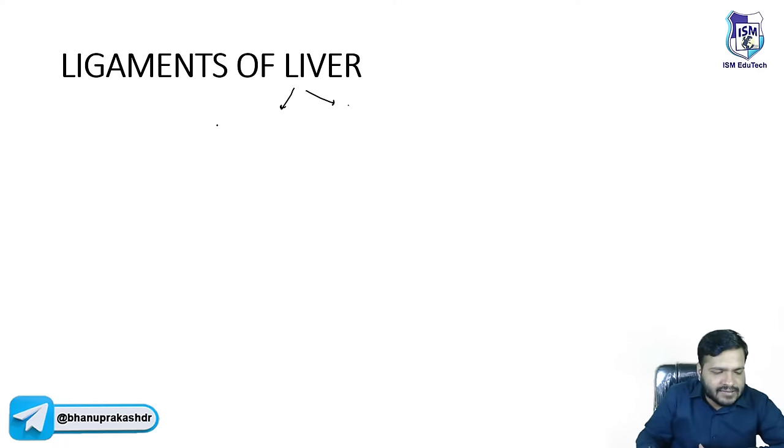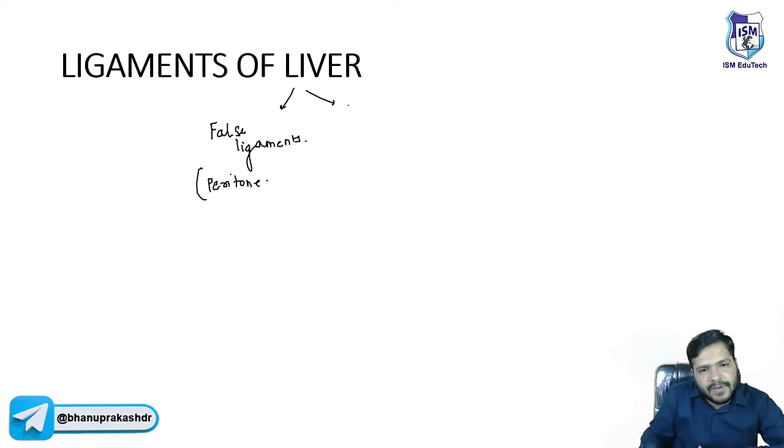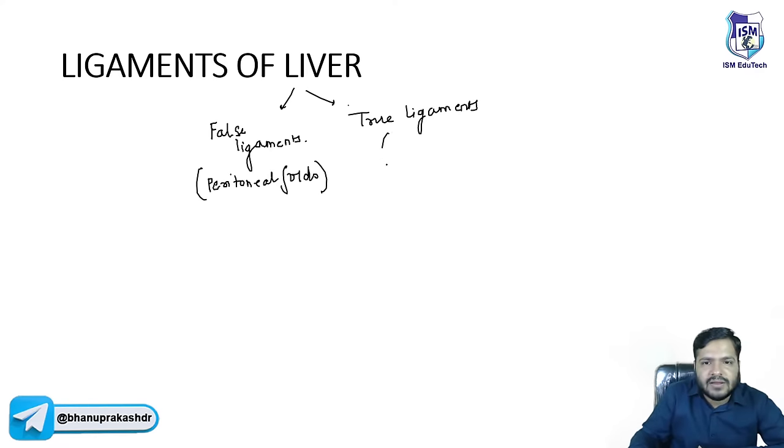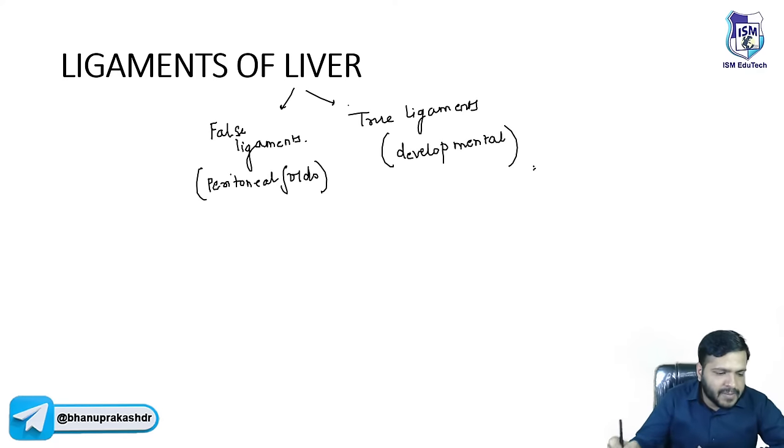लिगामेंट्स मैंने वैसे ही डिस्कस कर लिए, बट विल जस्ट ट्राई टू, like we have the false ligaments of the liver. Now, when I say false ligaments, beta, these are actually the peritoneal folds. And you already know we have true ligaments, right? Or I can simply say these are the developmental ligaments of the liver. So remember, beta, peritoneal folds or the false ligaments are falciform ligament.